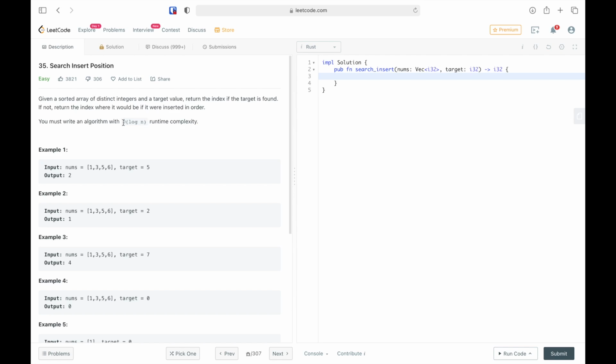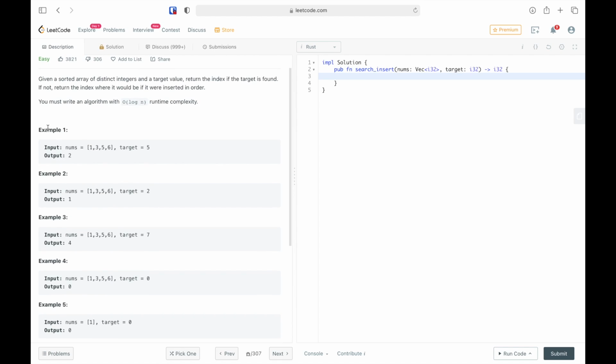So when I see this, there are two signs. First, it's a sorted array. Second, it must be done in log n. This tells me that we probably have to use a binary search, which we will go over in a bit.